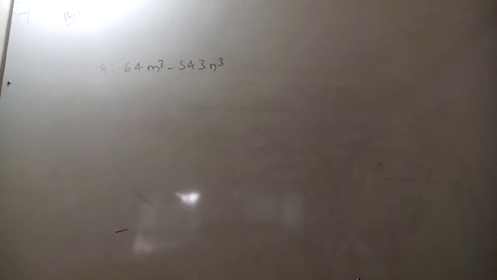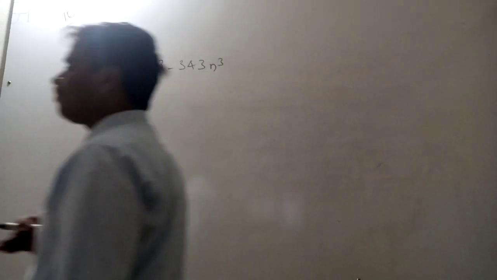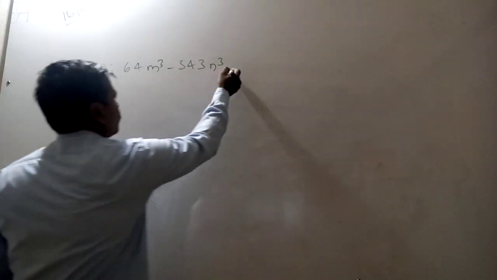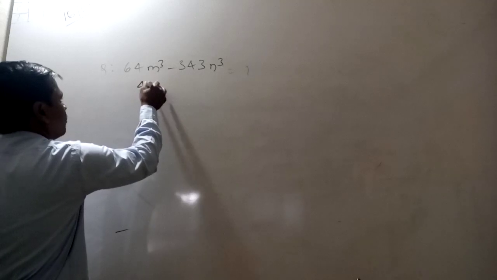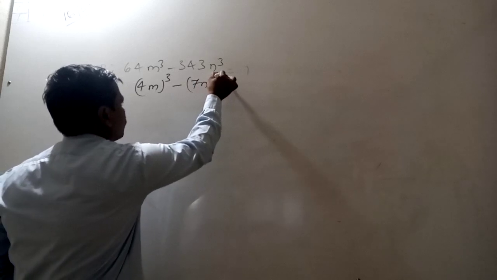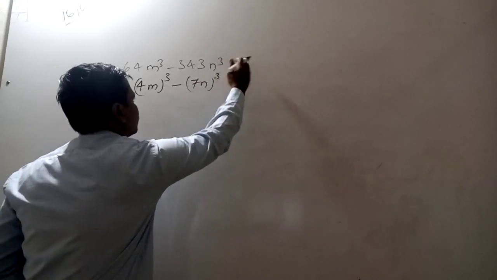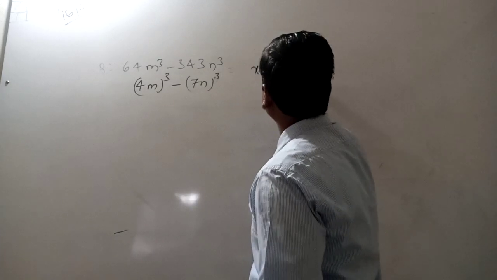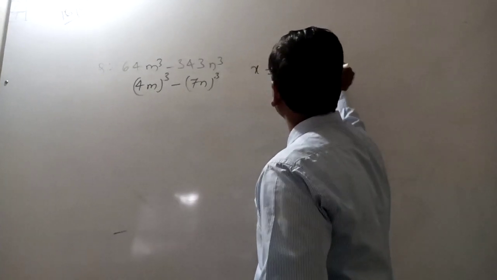We'll write the formula and simplify that. What is here? In the previous question we wrote x cube plus y cube. Here we are writing x cube minus y cube. X cube minus y cube means a cube minus b cube. Here, x equal to 4m, y equal to 7m.